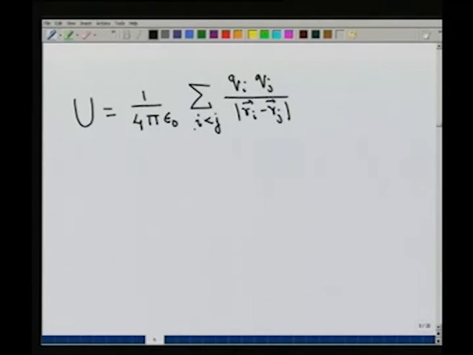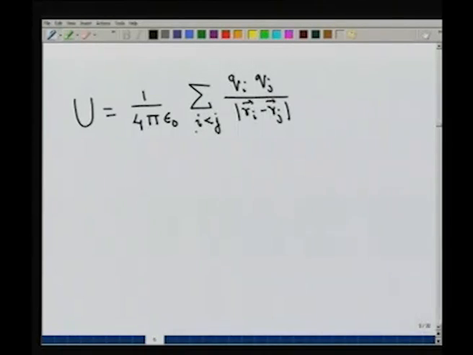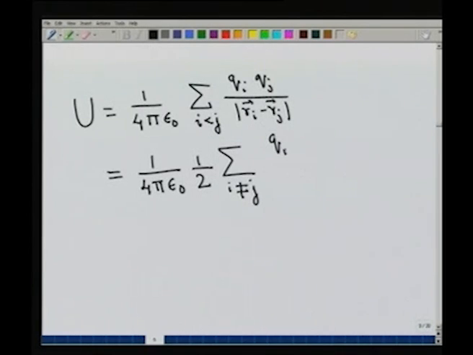Now I have put i less than j because I do not want to double count, but many a time we don't want to make such a distinction because that would mean ordering my charges. So I simply want to make a statement i not equal to j, but then there will be double counting. So the way to avoid the double counting is to rewrite it as 1 over 4 pi epsilon naught, I put a factor of half here and I write sum over i not equal to j of Qi Qj over mod Ri minus Rj.